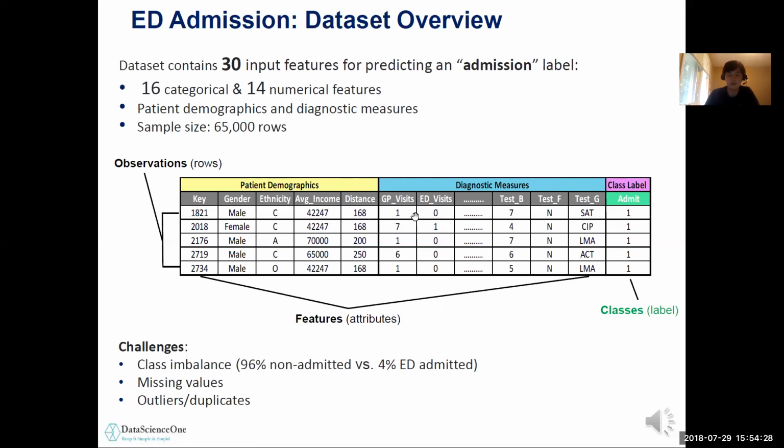The sample size of this data set is around 65,000 rows. As you can see on this middle screenshot, there are patient demographic features, diagnostic measure features, and the one class label. The major challenges of this project are, first, a highly imbalanced ratio between the different class labels. Second, missing values on certain features. And finally, some outliers and duplicates.